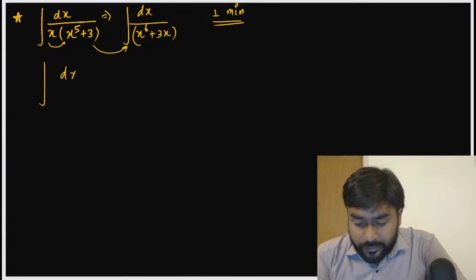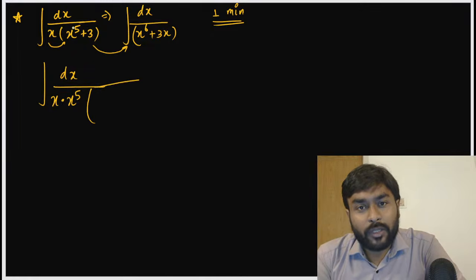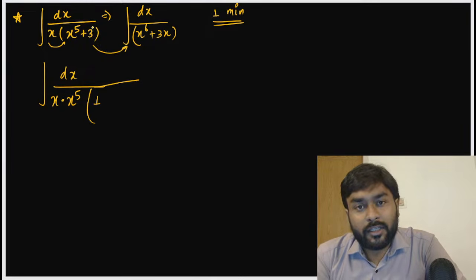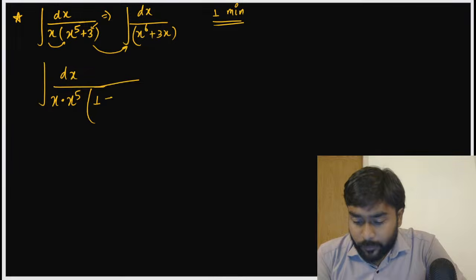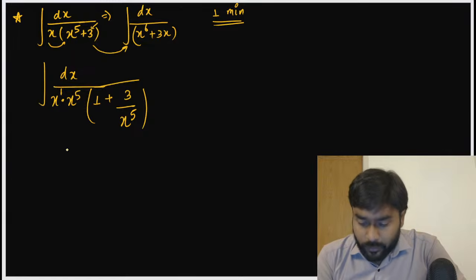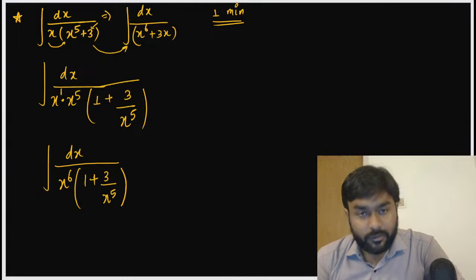So it will become dx by x into x power 5. X power 5 we took outside, then what will happen? Here we will write 1 because x power 5 we took common. And here is 3 only, so x power 5 will come in the denominator. So 1 plus 3 divided by x power 5, dx already we have written. X power 5 into x power 1 will become x power 6. So dx by x power 6, then 1 plus 3 by x power 5.